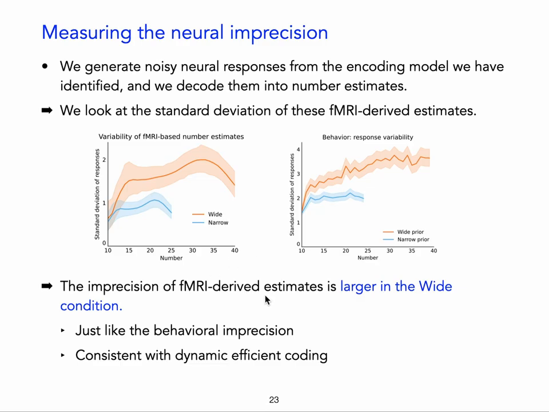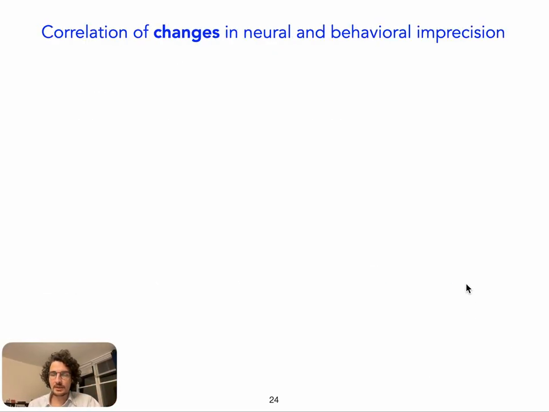And so the imprecision of the fMRI-derived estimate is larger in the wide condition, and that's consistent with what we obtain with the behavioral imprecision, and that is consistent with dynamic efficient coding. But we can go further than that.